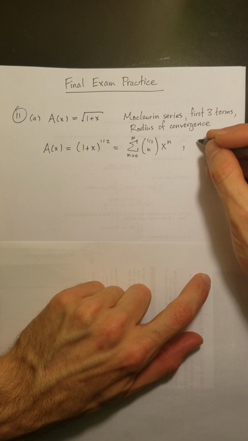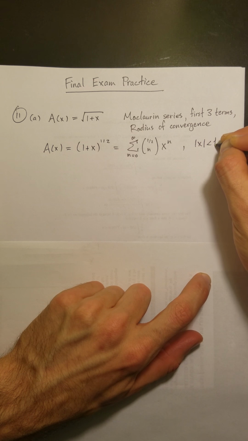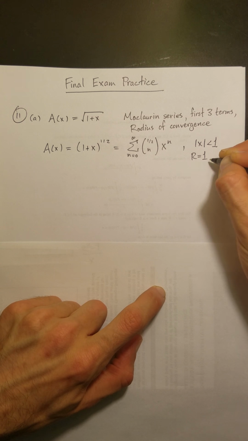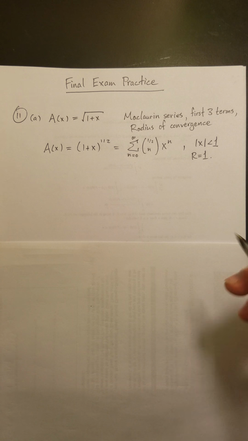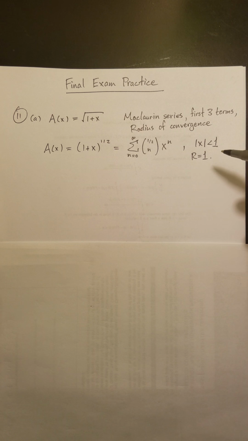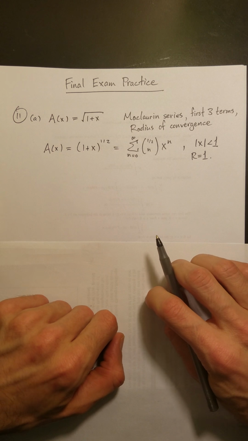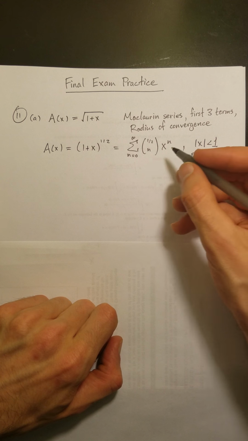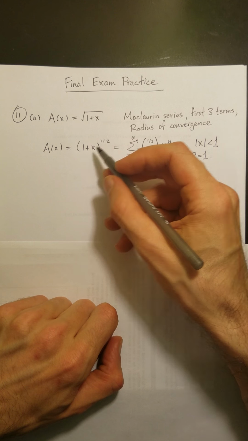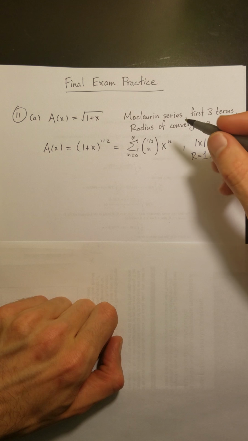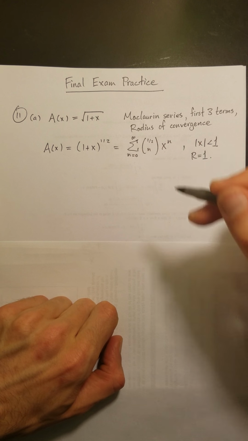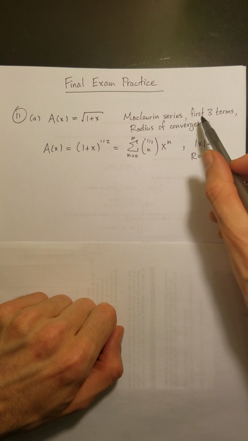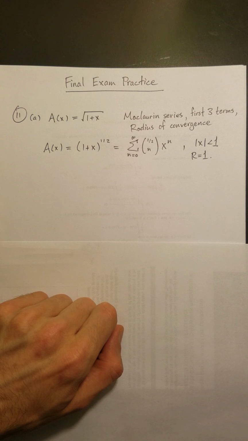And we can do this as long as the absolute value of x is strictly less than 1, so the radius of convergence here is equal to 1. And this is because we are talking about the binomial series. Either way, we want to calculate the first three terms. This is the Maclaurin series because it's a power series that describes our function, and it's centered at 0. So all we have left to do is calculate the first three terms.